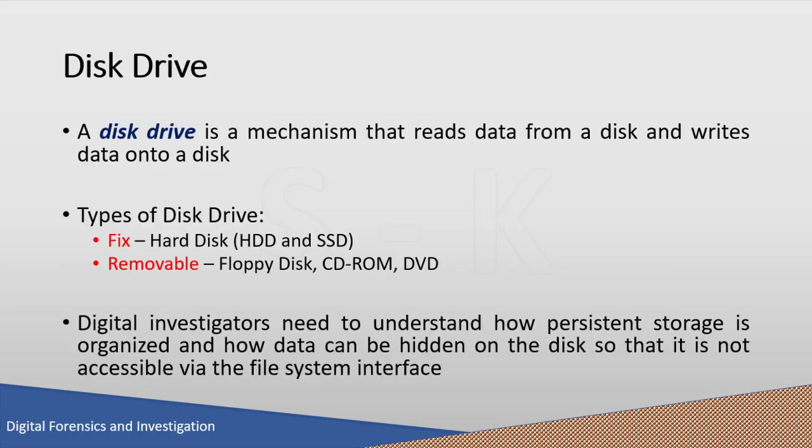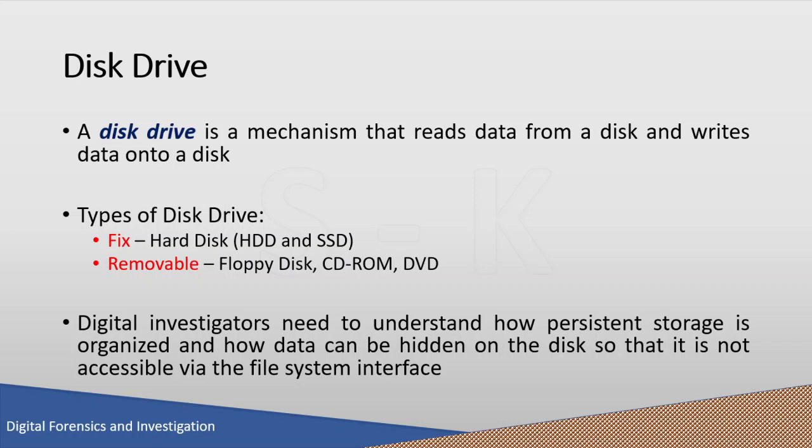Okay, so a disk drive is a mechanism that reads data from the disk and writes data on the disk. The disk in the hard drive rotates at a very high speed, and the heads in the hard drive are used to read and write data. Different types of drives use different types of disks. For example, HDD hard drives access hard disks, floppy drives access floppy disks, and optical drives access optical disks.